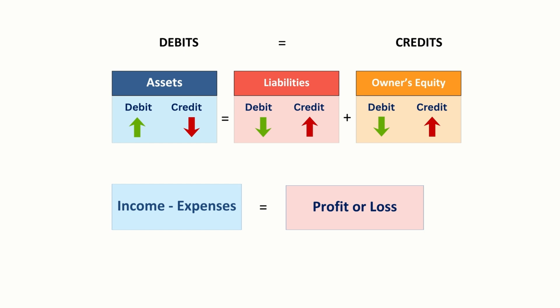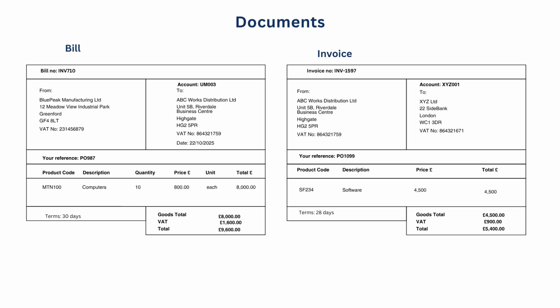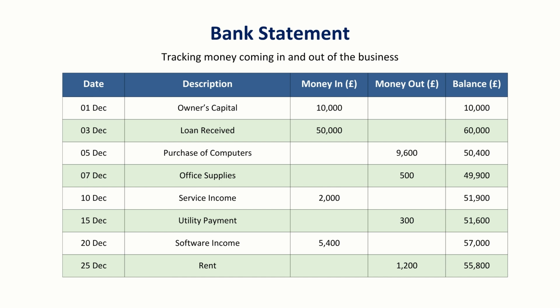And when we bring income and expenses into the picture, we see how the business earns profit. Income minus expenses equals profit. Now let's practice how all of this looks in real accounts. We'll post the transactions into T accounts and then bring them together in a trial balance to check that everything adds up. Imagine we're looking at a few real documents, an invoice, a supplier bill, and some bank transactions.